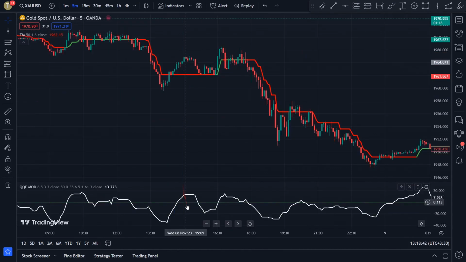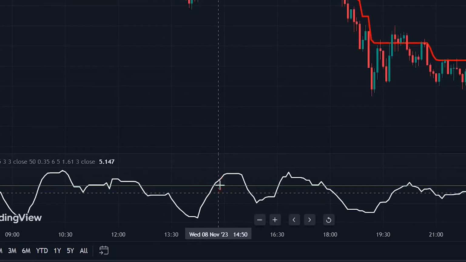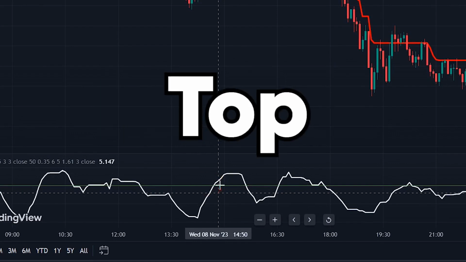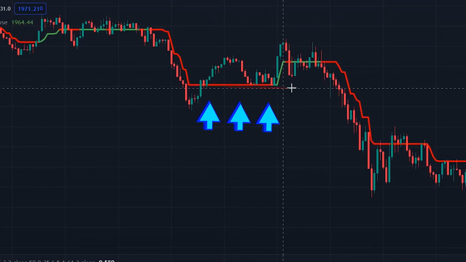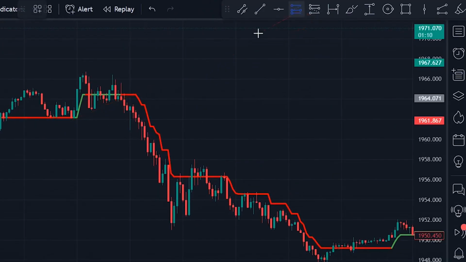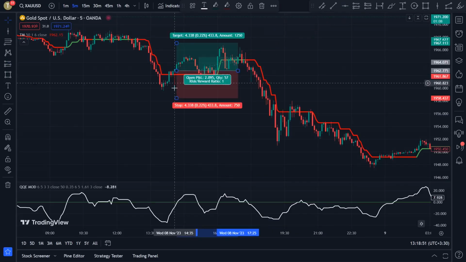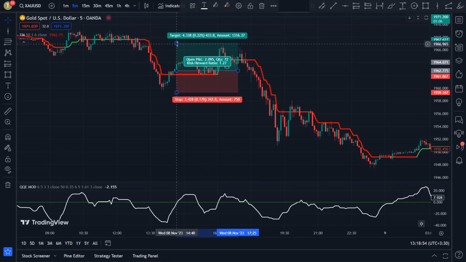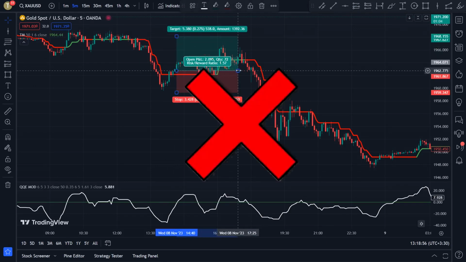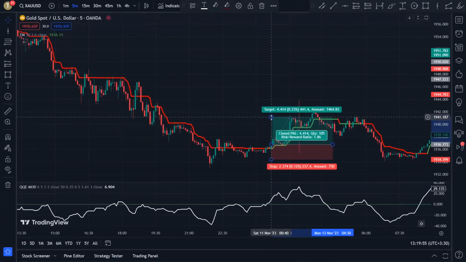Be careful not to enter a trade when the QQE line has crossed from bottom to top but the Trend Magic indicator is still red. Let's look at a few buy examples together.